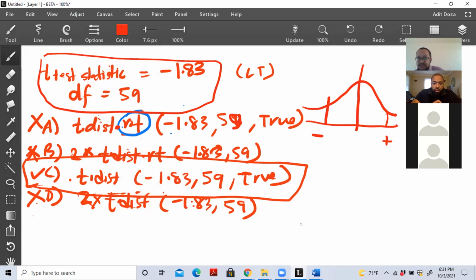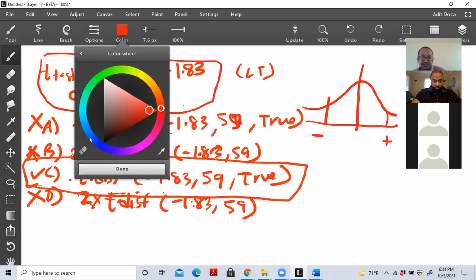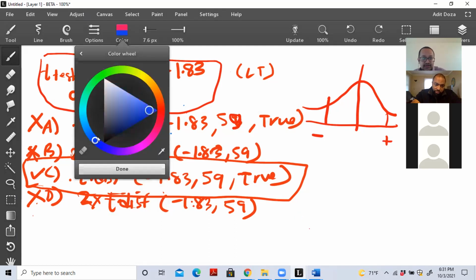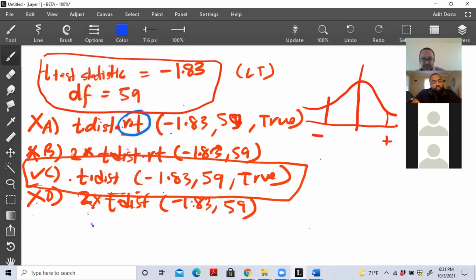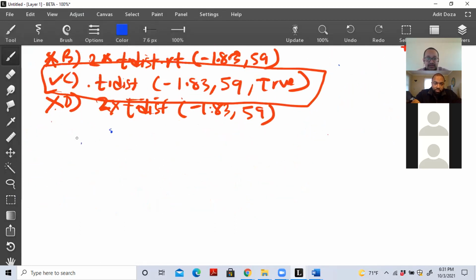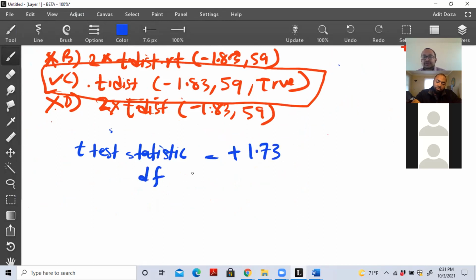Yeah, you are right. If it was positive, let's use a blue color for positive. Red is negative. Let me form another question here. T test statistic equals positive 1.73. Degree of freedom is 50. What would it be in that case?